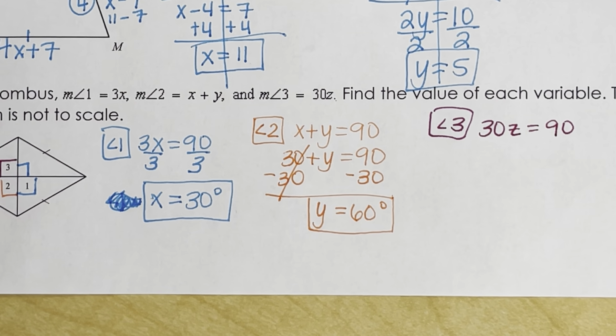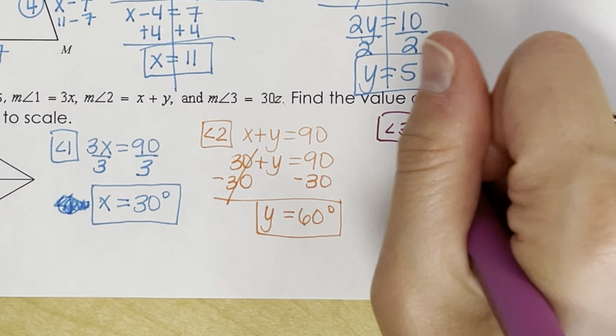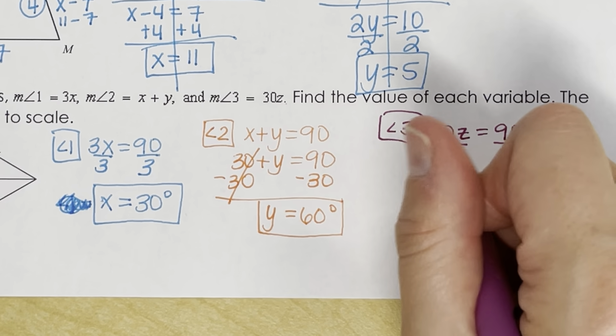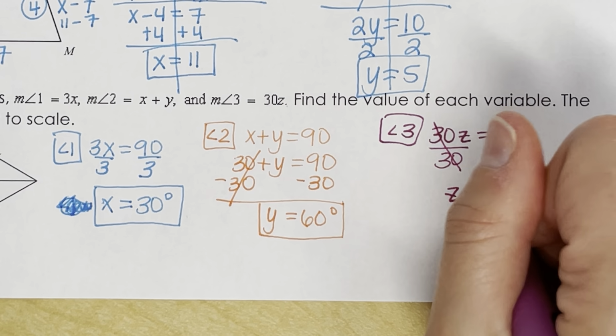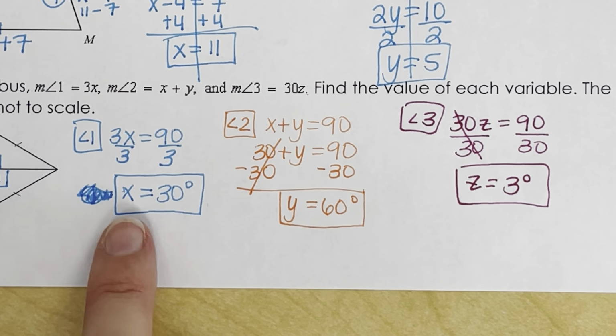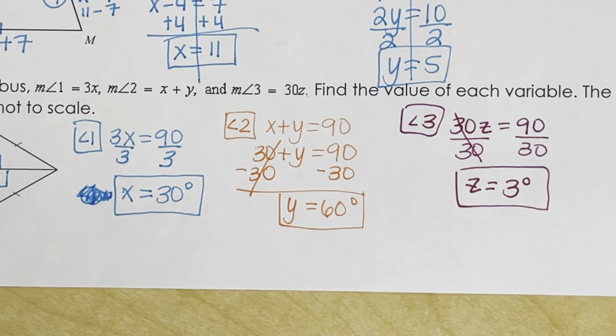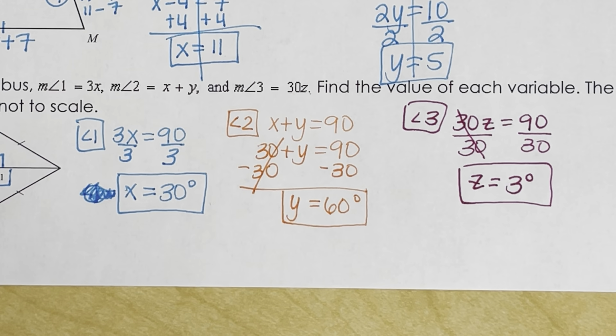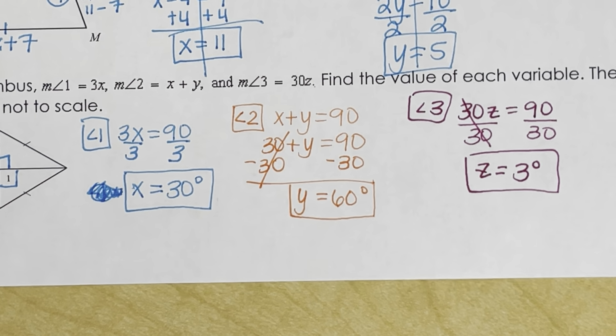And to solve for z, I just divide both sides by 30. I get z equals 3 degrees. So just like in the last problem, I did have to use an answer to substitute it in, but since it's a rhombus, all of the angles always are 90 degrees on the inside. Okay.